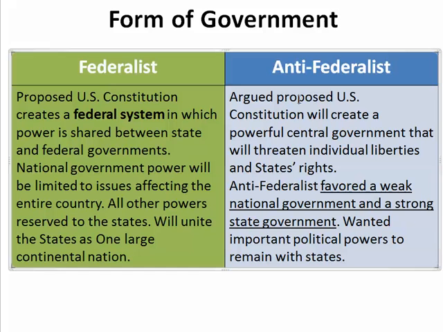The Anti-Federalists argued that the proposed U.S. Constitution would create a powerful central government that would threaten individual liberties and states' rights, both individuals' liberties and states' rights. Anti-Federalists favored a weak national government. They wanted a strong state government. They wanted important political powers to remain with the states. But they both liked republics, especially the Federalists.